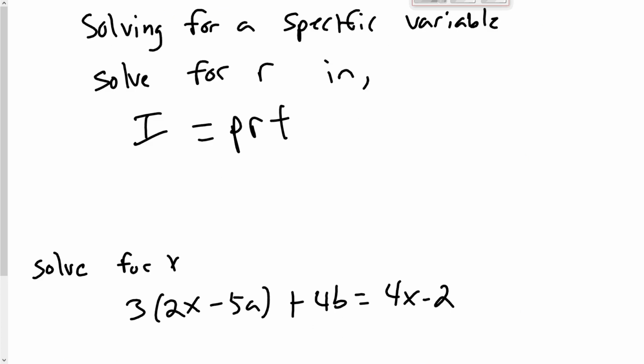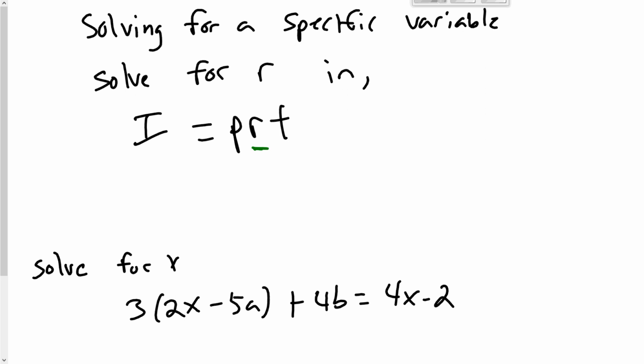Alright, solving for a specific variable. Again, these are a little more complicated just because they don't have any numbers, so students just get confused on this. And that's okay. It'll just take some time. It's just like in science, you have a formula and you're solving for a variable in that formula that's not already solved for, right? This one is solved for I. I equals PRT. So I is already solved for, but now we want to solve for a different variable.